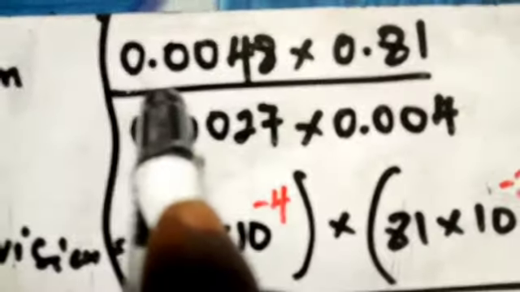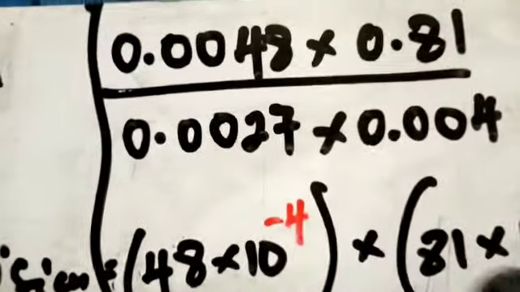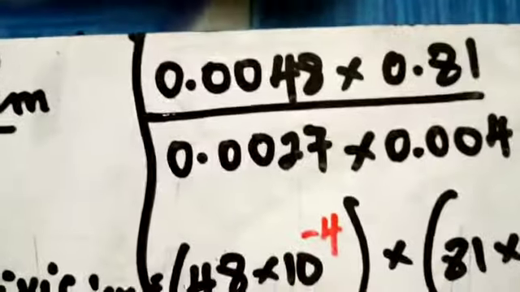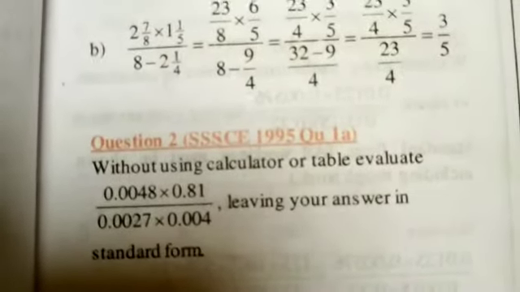Then it is your duty to know how to multiply this. So let's check that. Of course, this is a pure past question. So let's see the past questions. Okay. Here it is, right? They say without using a calculator or table, evaluate that and leave your answer in standard form, right? So that is the question. Now let's see how to do that.